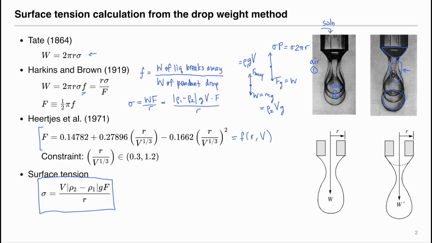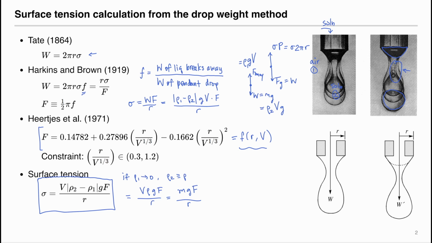Note that in the case of air, we have a large difference between the density of air and the solution. So if rho 1 is negligible, then we can define rho 2 as rho. We will have rho V times g times F divided by R, and note that rho V is just the mass of the drop, so sigma is mass times g times F divided by R. And note that F is a function of R and V. Such simplification can only be done if the densities of these two have a large difference.